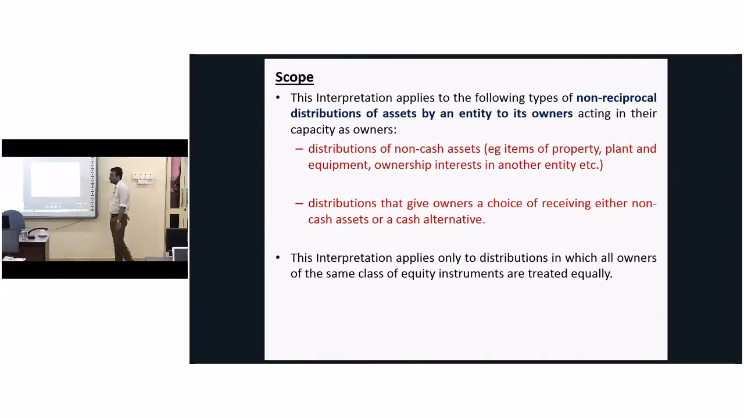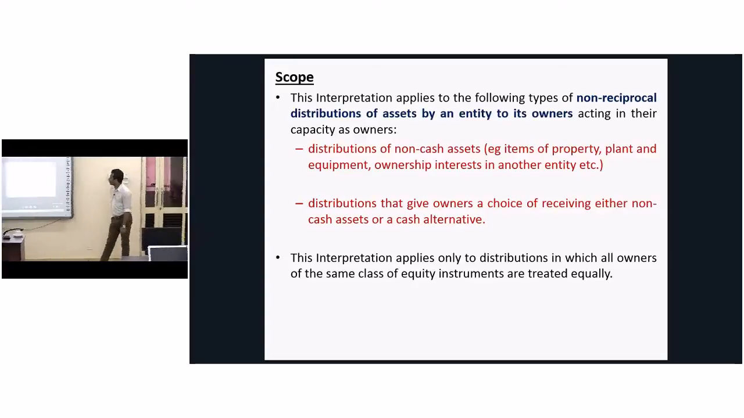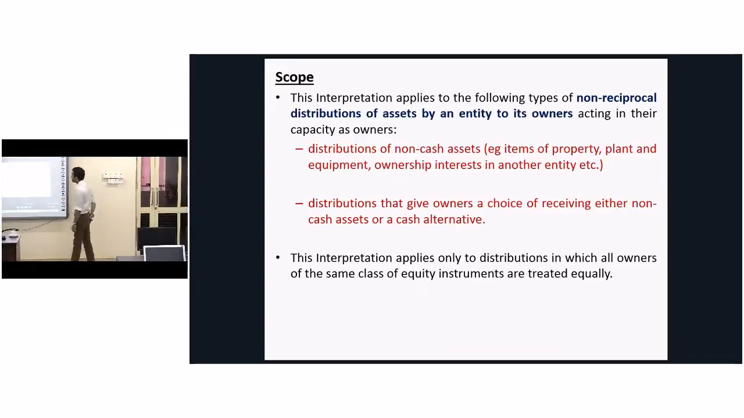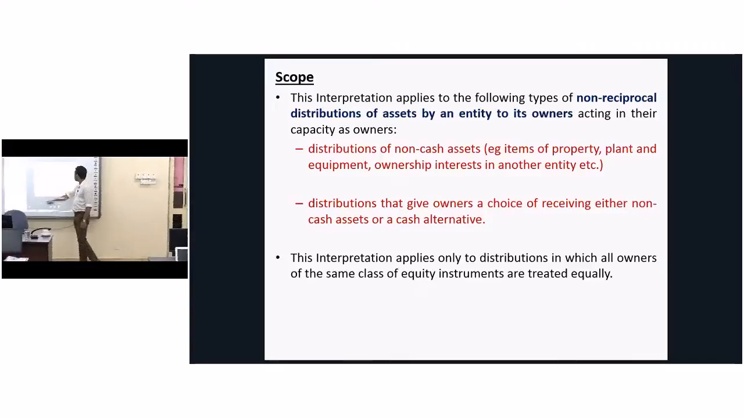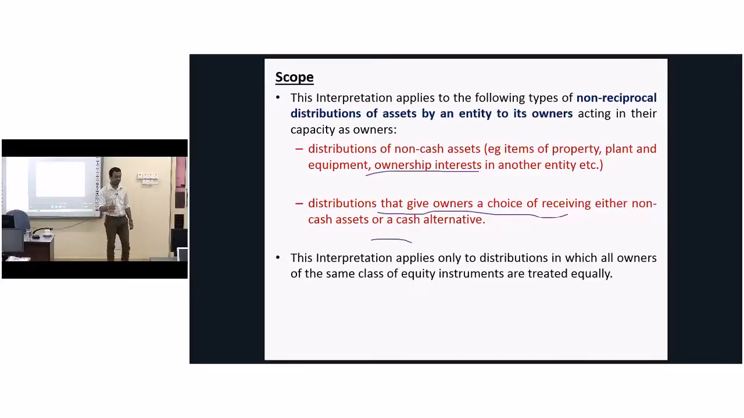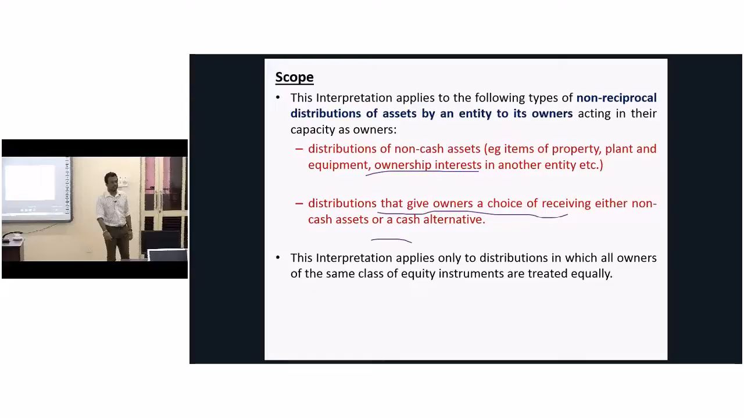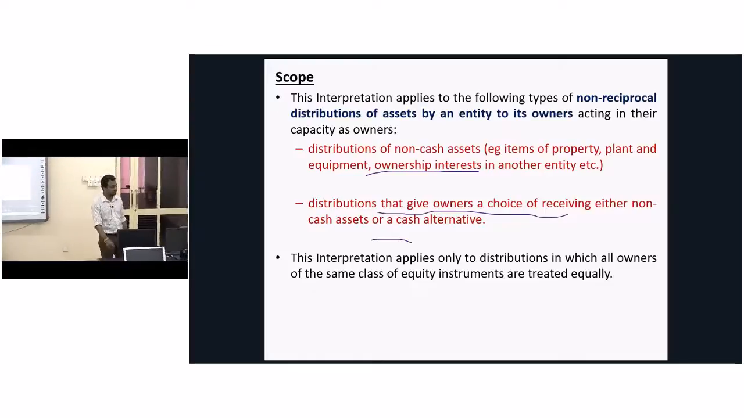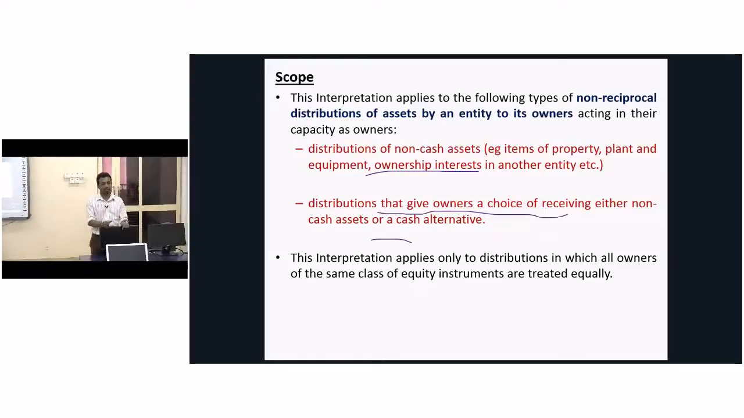Right, scope. Distribution of non-cash is covered by this, and distribution that gives owners a choice of receiving either non-cash or cash. Both are covered by the standard. It is a cash alternative.